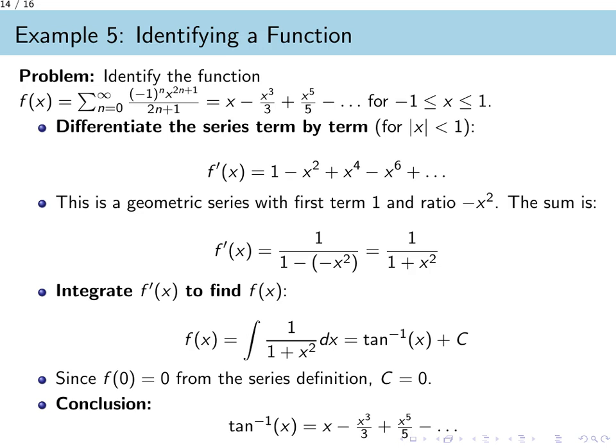To find this constant, we look at the original series. When x equals 0, every term is 0, so f of 0 equals 0. This requires the constant c to be 0. Therefore, the original power series is the Maclaurin series for the inverse tangent of x.